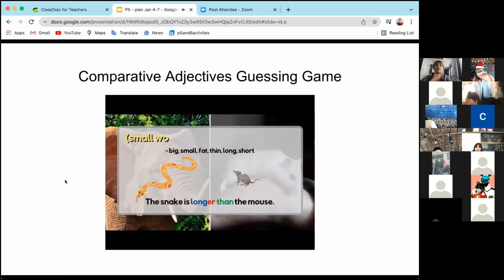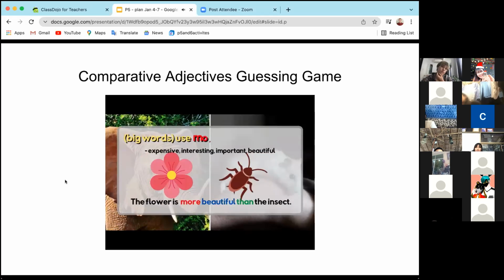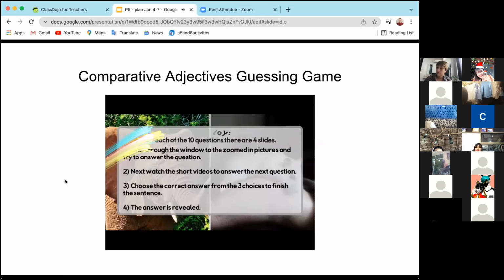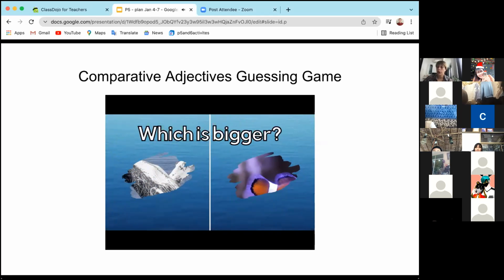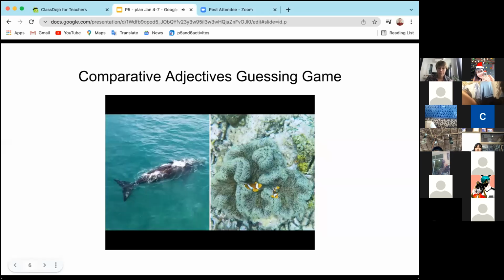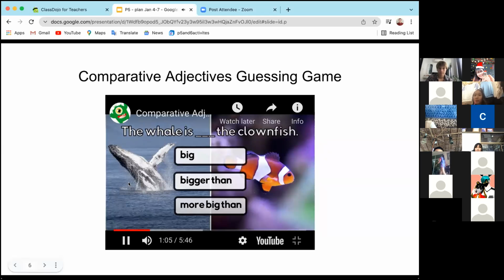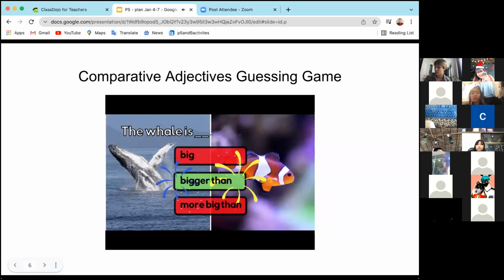Let's see if anyone remembers these answers from last time. Which is bigger, the whale or the fish? How are we going to say this sentence? The whale is bigger than the clownfish. Very good. Bigger than.